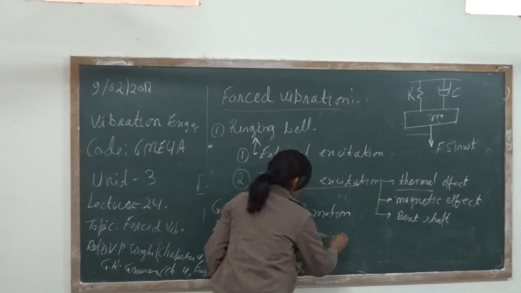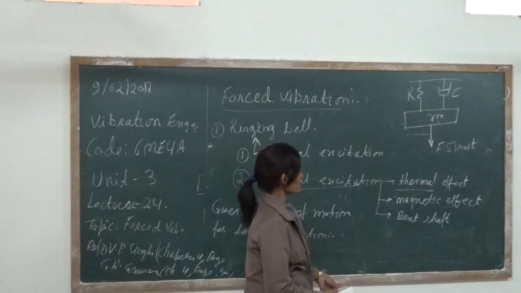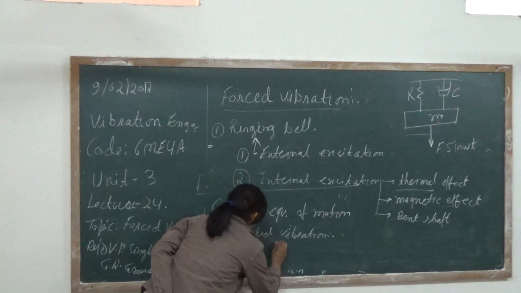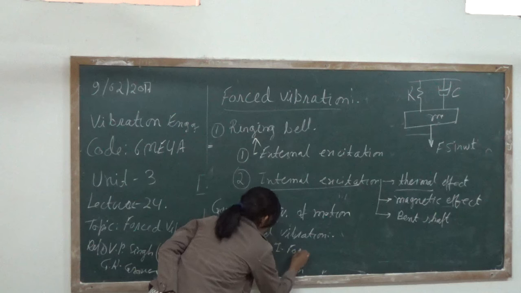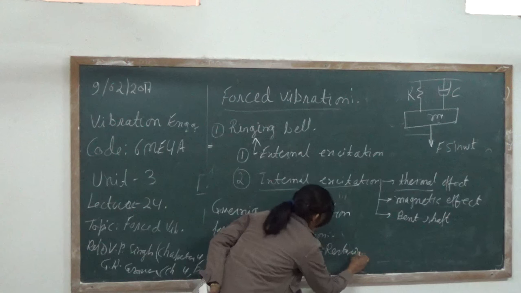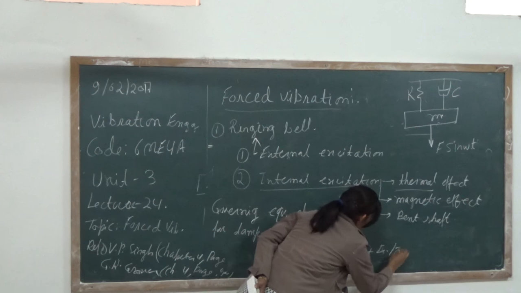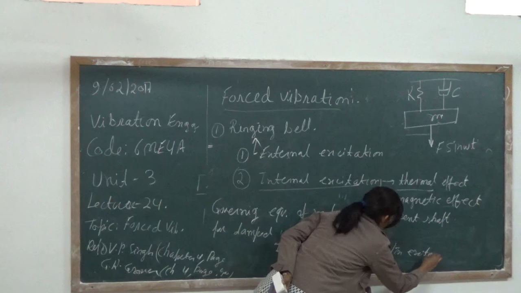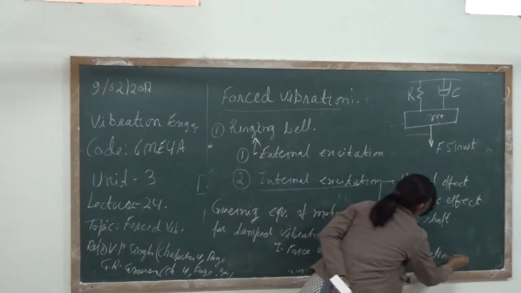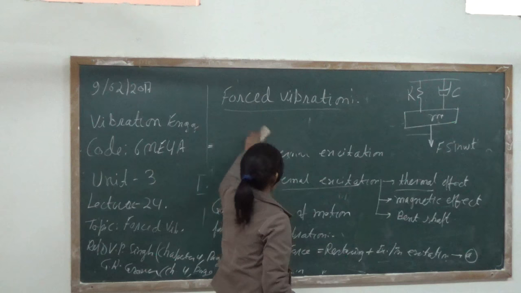From the law of equilibrium, we know that the inertial force should be equal to the restoring force plus the external applied force. So the inertial force should be equal to the restoring force plus the external or internal excitation. From this equation number 1, we can derive the governing equation of motion for the forced vibration.